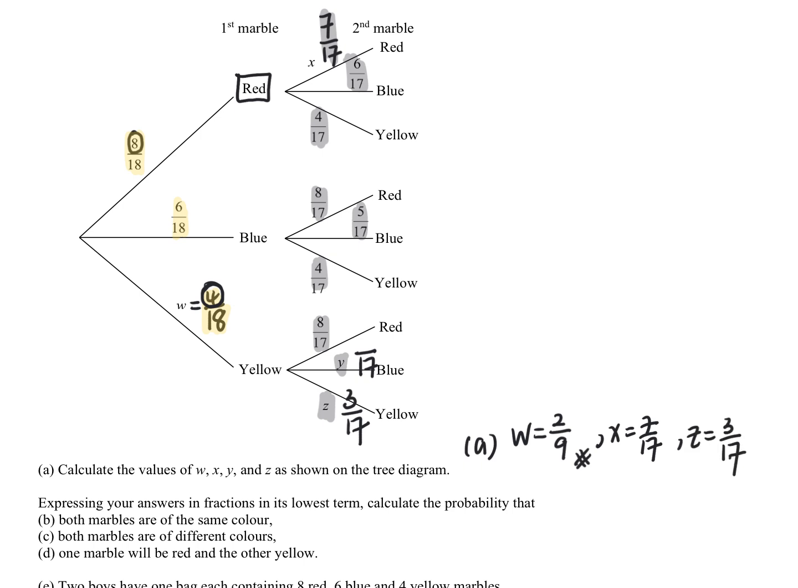Okay, and then the very last one, blue one, I started off with 6. I never touch it at all, so still 6. So Y is 6 out of 17. So these 4 numbers must all be correct. Then you can get your full 2 marks.